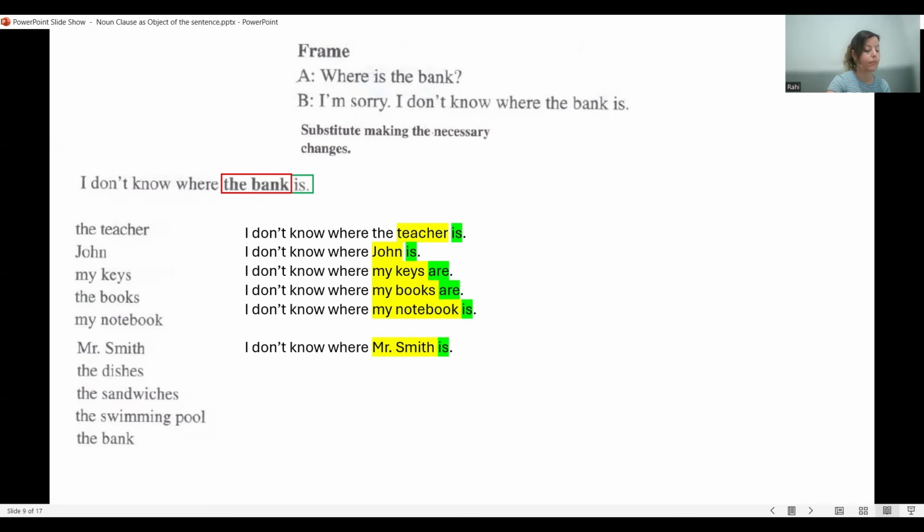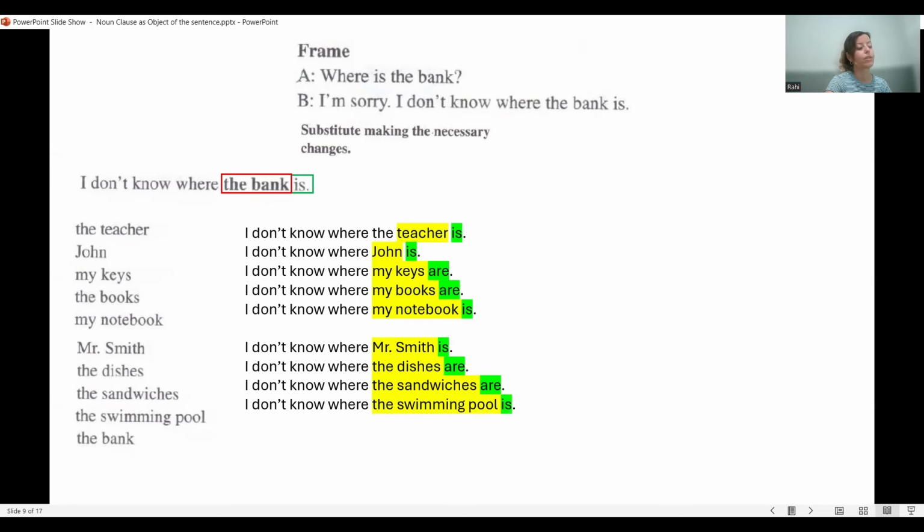The dishes. It's a plural noun. The answer is, I don't know where the dishes are. The sandwiches. Again, it's a plural noun. I don't know where the sandwiches are. The swimming pool. Singular noun. The answer is, I don't know where the swimming pool is. The bank. As you have it in the frame, I don't know where the bank is. Okay, I hope you answered correctly.